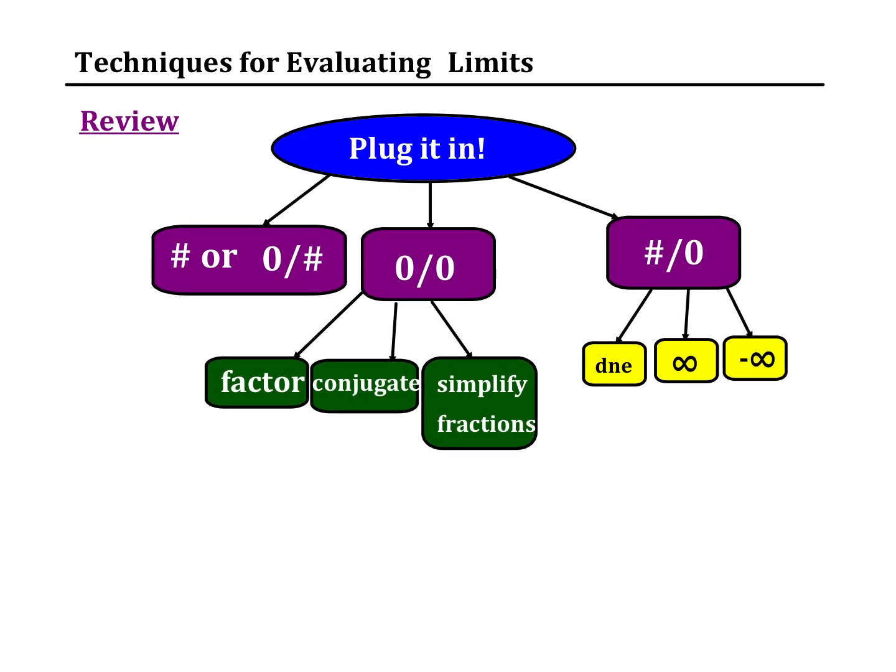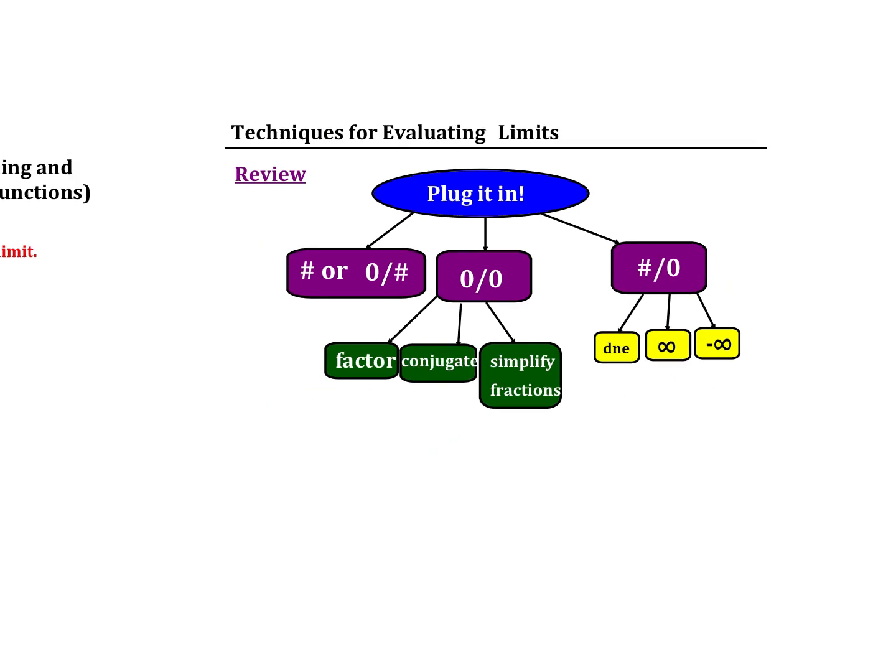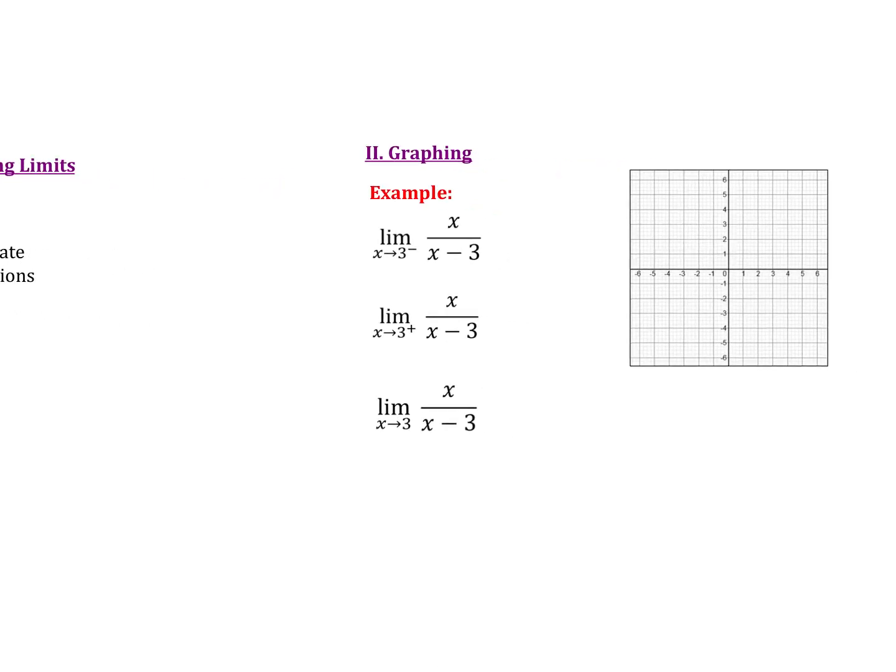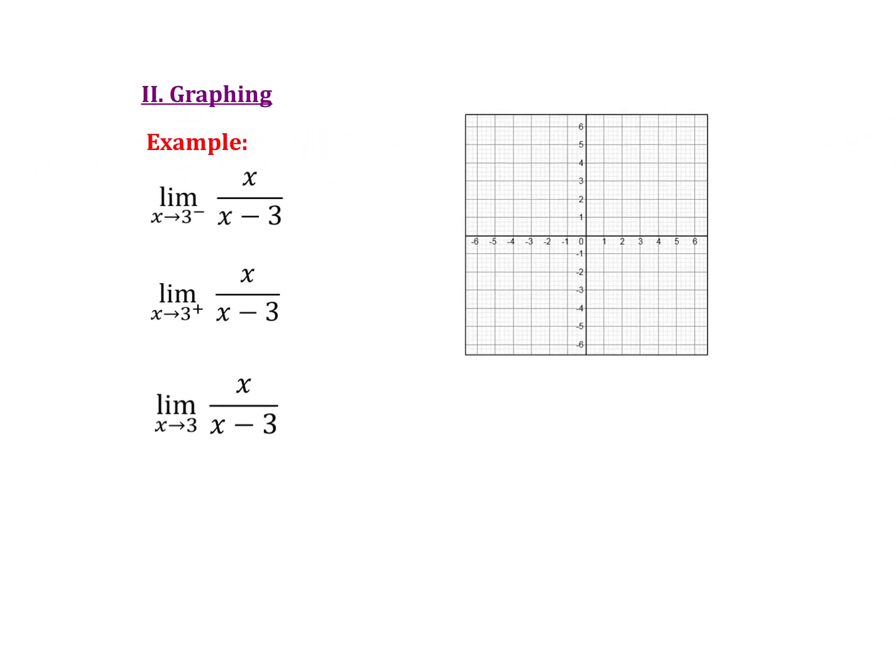Just to recap our methods for solving for limits algebraically, we're going to try to always plug it in. If we get a number, great. If we get 0 over 0, that means somehow, some way, some shape or form, something will cancel out, or we might be stuck with an asymptote. So let's take a look at an example here. I've got x over x minus 3.